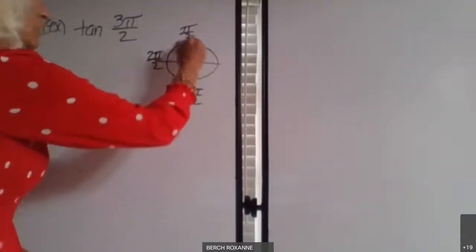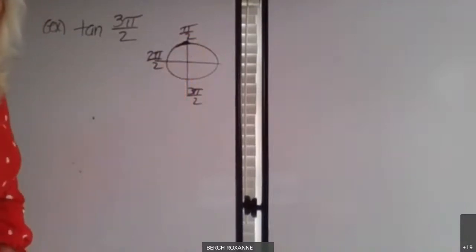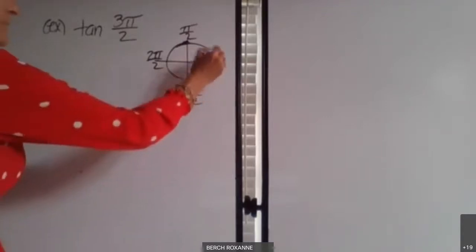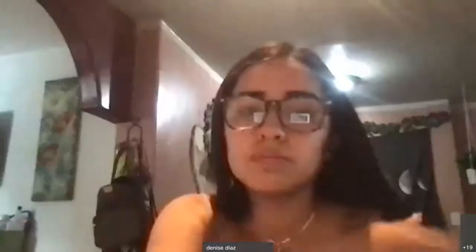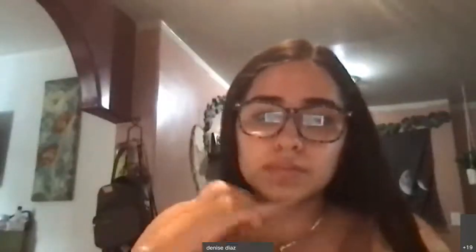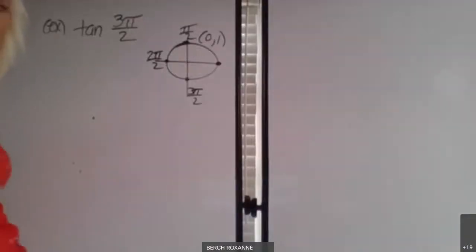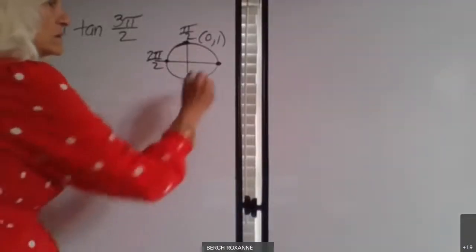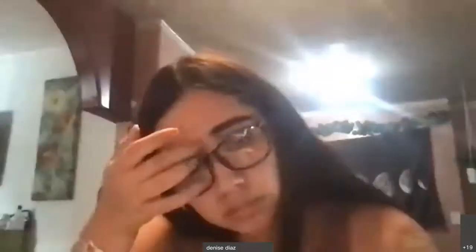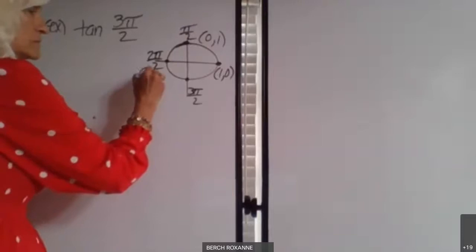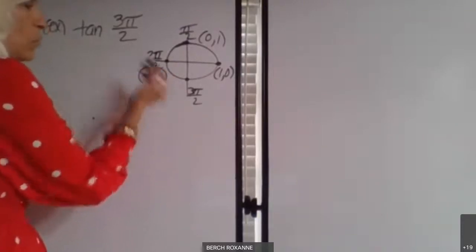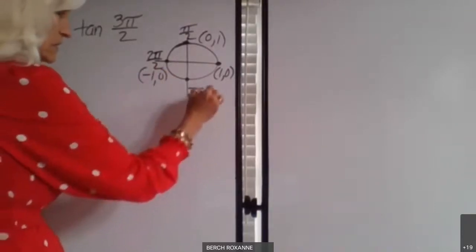So with the unit circle, what would that point be? 0, up 1. What would this point be? Right 1, 0. What would this point be? Left 1, 0. And what would the point that we want be? 0, down 1.